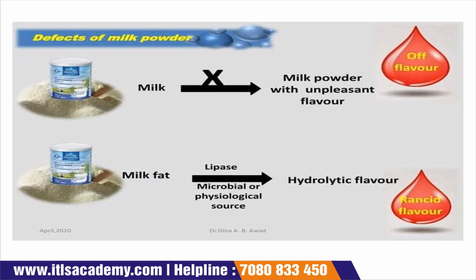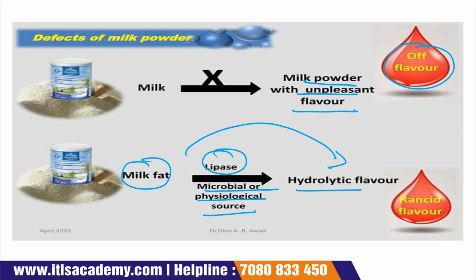Now the next is milk converted into milk powder with an unpleasant flavor, that is called off flavor. Okay, so milk fat in the presence of lipase, from microbial or physiological sources, is converted by hydrolysis, and it gives a rancid flavor.